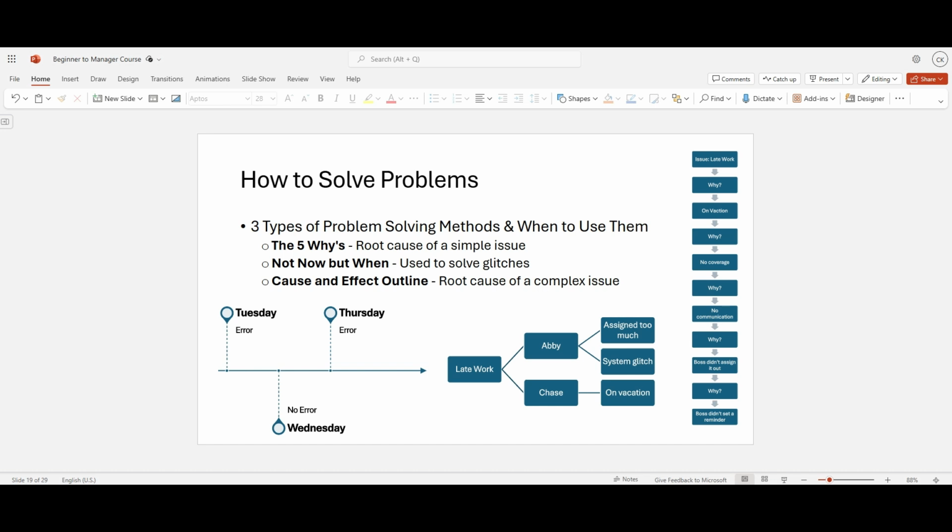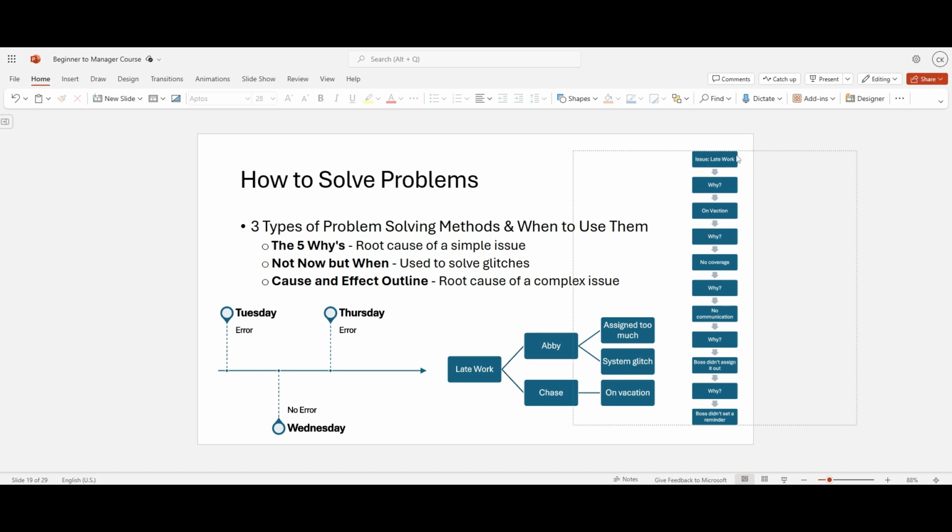So the first one, the five whys, you want to use when the issue or the error is a simple issue. If the problem you're trying to solve is like a computer glitch or something like that, you want to use the "not now, but when" method. And if the root cause is a complex issue, then you want to use the cause and effect outline. So here's how it works.